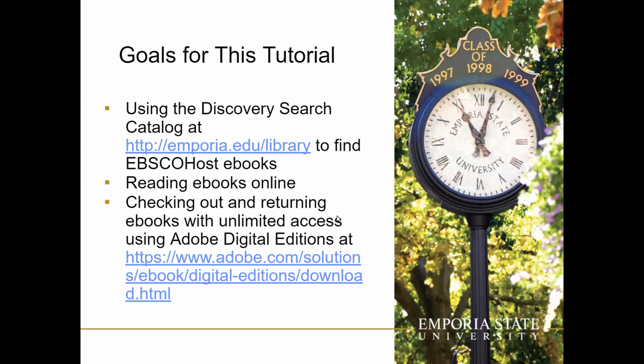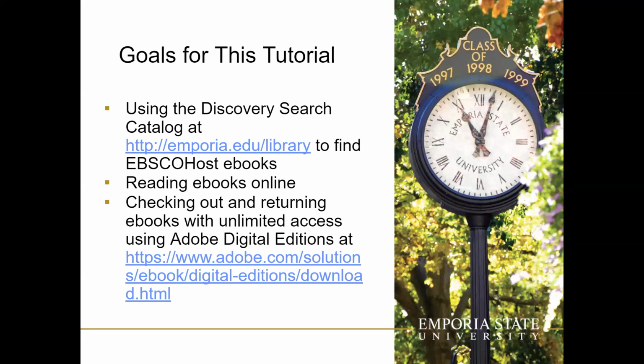In this tutorial, I'll be showing you how to use the Discovery Search Catalog at our library's website, emporia.edu/library, to find ebooks that are from a specific platform called EBSCOhost. Many of you may be using EBSCOhost ebooks as required textbooks or perhaps recommended readings in your courses. And just as many of you may have direct links to these ebooks to be able to read online in your Canvas courses. But I will also be showing you how you can find specific titles of ebooks in the Discovery Search Catalog as well.